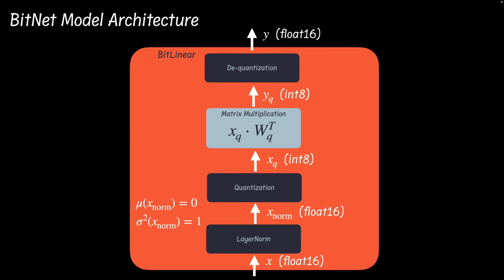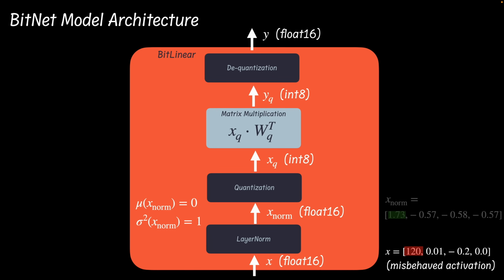Let me give you a counterexample, a misbehaved activation where the first coordinate is a huge value like 120, while all the others are closer to 0. To preserve this difference in magnitude, quantization would have to squash most of the other coordinates to 0, and thus lose a lot of information. Layer norm prevents this catastrophe by homogenizing the activation.